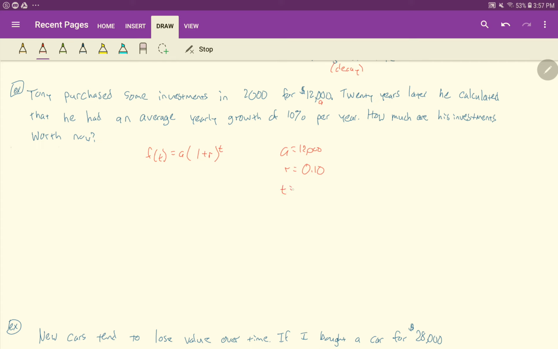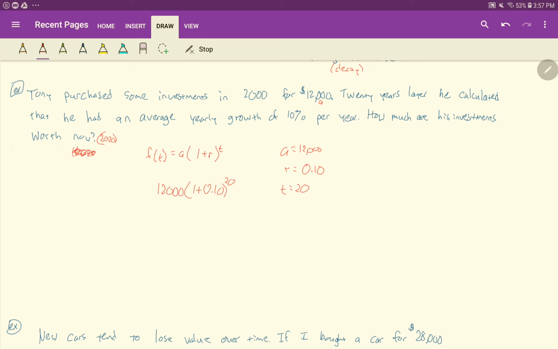And then time, what's our timetable here? If Tony invested in 2000, and how much are his investments worth now, it's the year 2020, and we'll just assume it's the full year 2020. Oh, that shouldn't be there, just ignore this. I'll just scratch this out. 2020 here. So what's the timetable? From 2000 to 2020, that's 20 years. So we'll plug those things in here: $12,000 times 1 plus 0.10 to the 20.